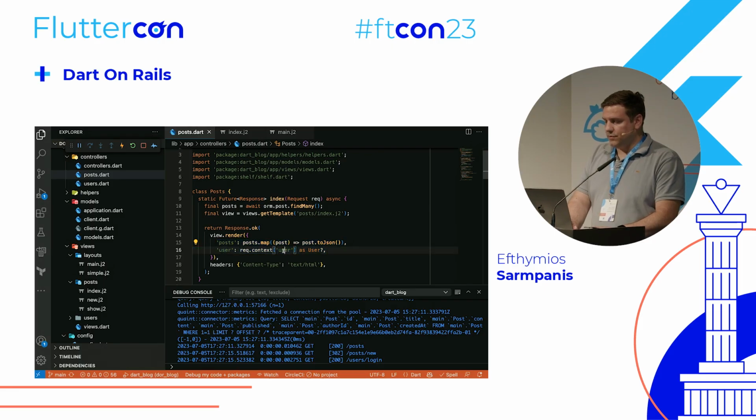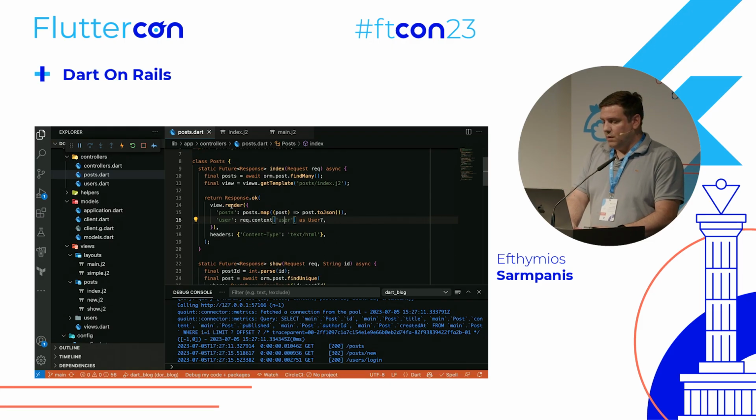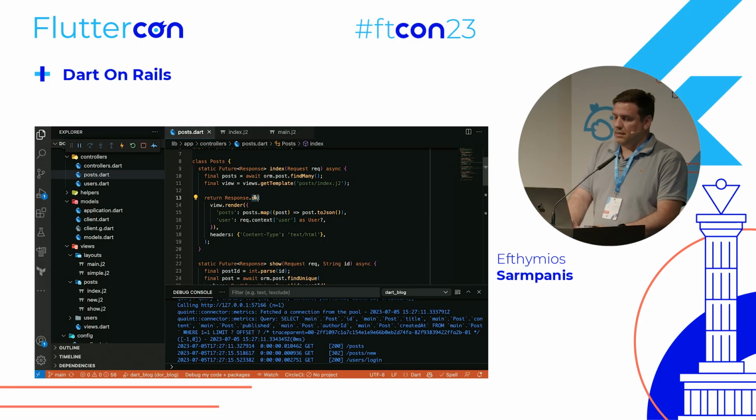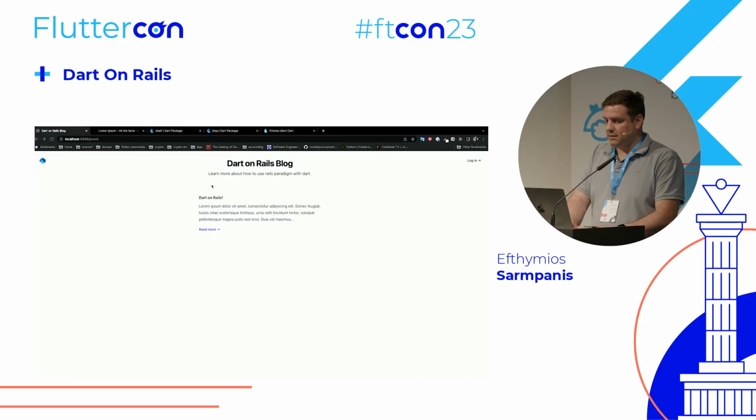So what's this user thing, you might ask? Whenever we authenticate the user, we have a middleware that passes in the request the actual user that's authenticated. We're going to see how we do that. So with this data we render that view, and we return it with OK. And that's how we get this.